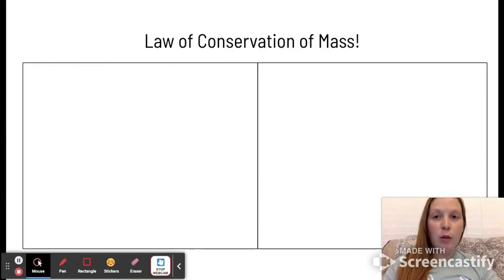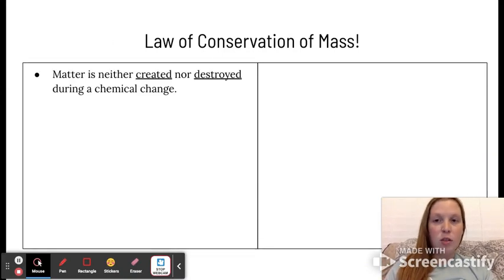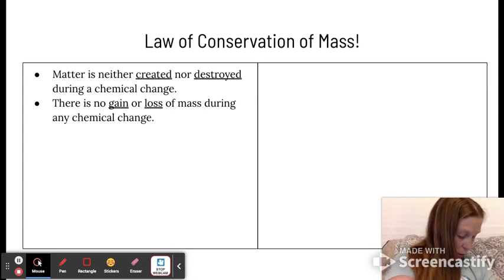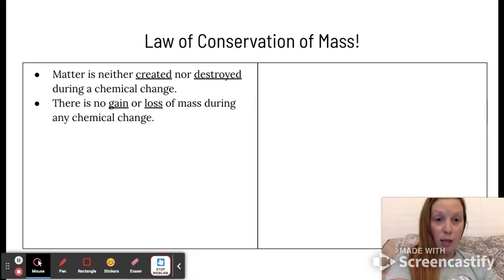So now that we've talked about those, let's quickly go over the law of conservation of mass. This says that matter is neither created nor destroyed in a chemical change. It's always just changed into something else. There's no gain or loss of mass during a chemical change. Again, it's just transformed from one form to another.